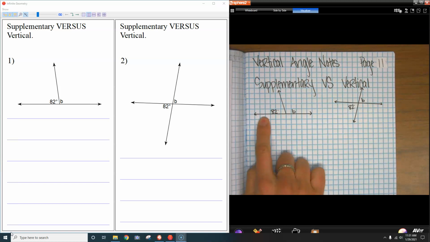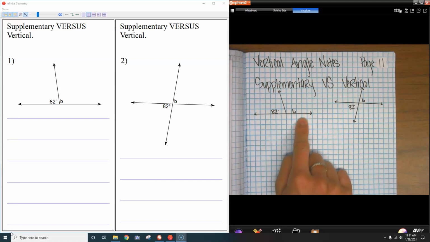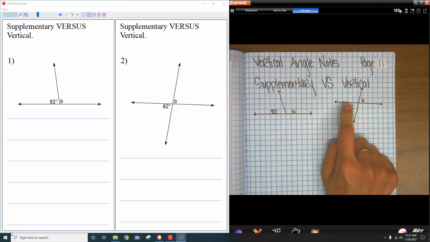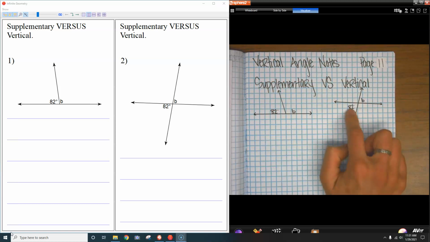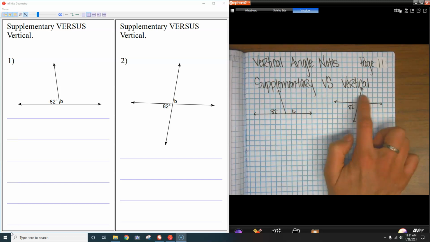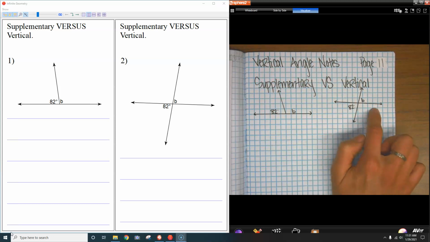So supplementary angles are formed when two angles make a straight line. So the image on the left is an example of supplementary angles. Vertical angles are made when two lines intersect, and when two lines intersect they make four angles. And the opposite angles are the vertical angles. The angles side by side to each other will be supplementary because they make a straight line.